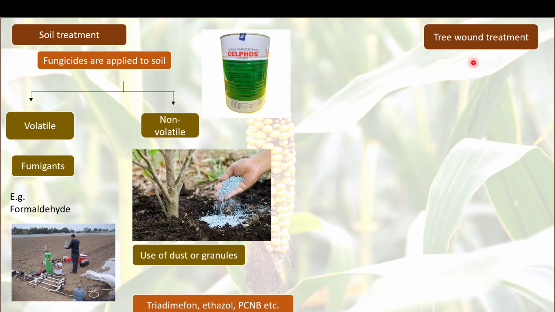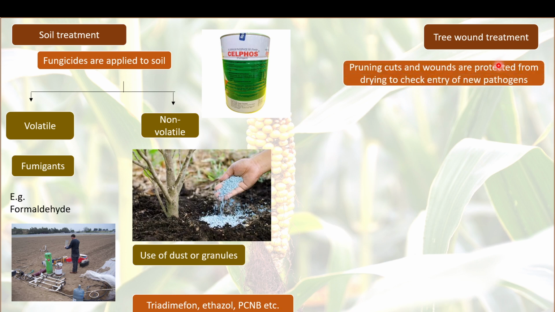Another next thing is tree wound treatment. So what is tree wound treatment? Pruning cuts and wounds are protected from drying to check entry of new pathogens. Now sometimes you have to cut some part of your crop or some part of your tree, because you find that a lot of pests have infested, and there is no option other than cutting, right?